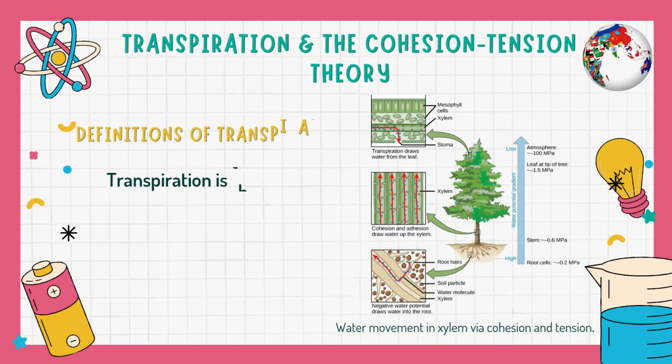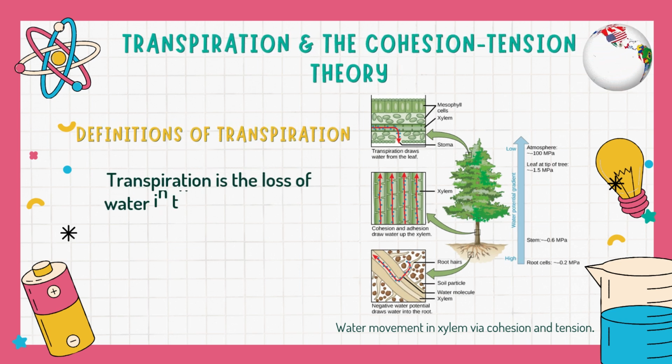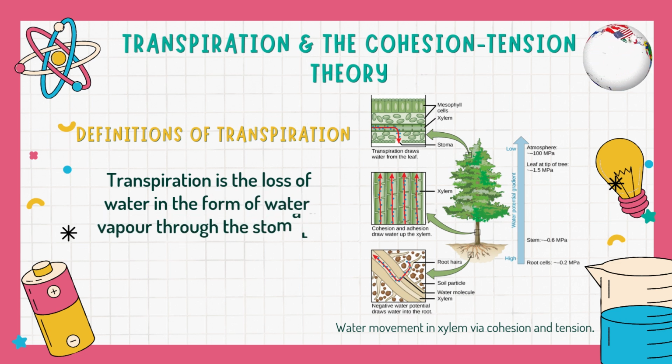Transpiration and the cohesion tension theory. Definition of transpiration. Transpiration is the loss of water in the form of water vapor through the stomata of leaves, water movement in xylem via cohesion and tension. In summary, water moves from the roots to the leaves due to the water potential gradient. This movement is supported by root pressure, adhesion, cohesion, and transpiration pull.